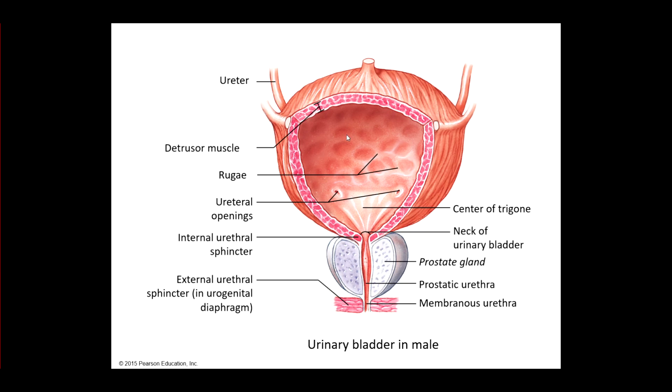Okay, so rugae, detrusor muscle, trigone, the ureteral openings for the ureters, the neck of the urinary bladder, this area down here, internal urethral sphincter, involuntary. In the pelvic floor, both males and females, that's what the urogenital diaphragm is, by the way. That's the pelvic floor. This is going to be skeletal muscle, and we have conscious control over that.